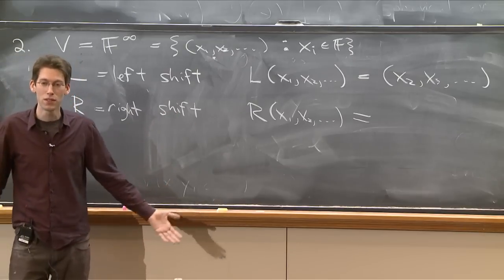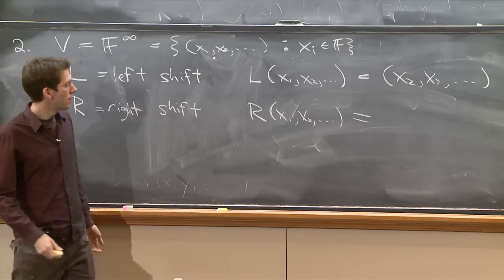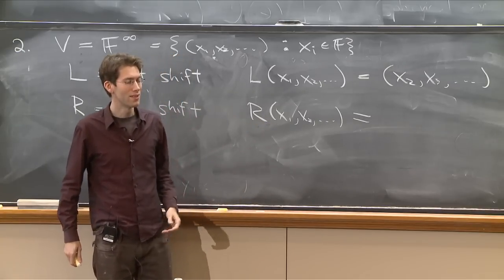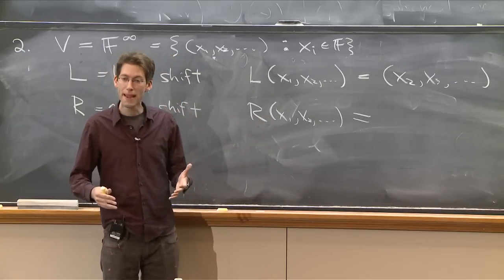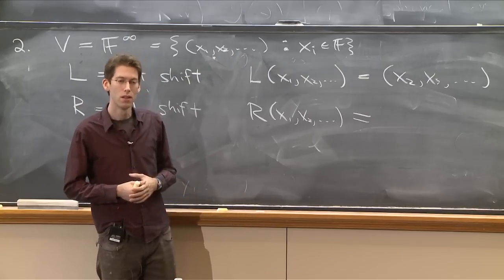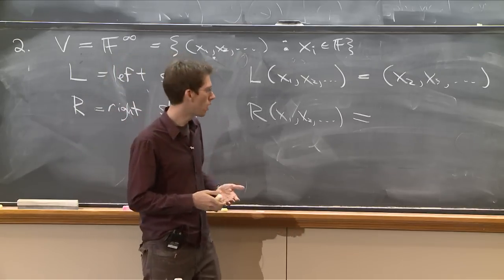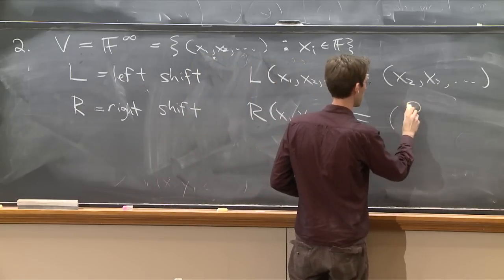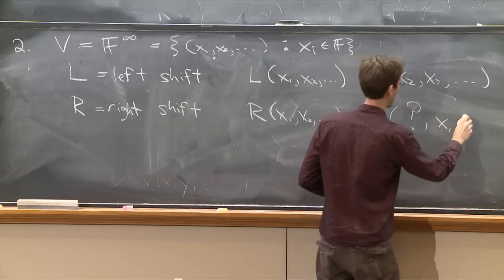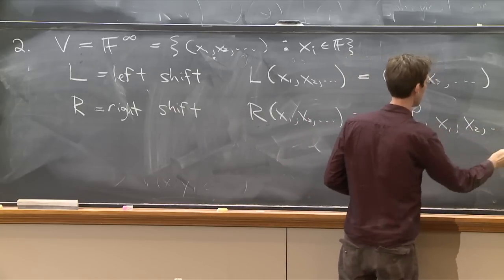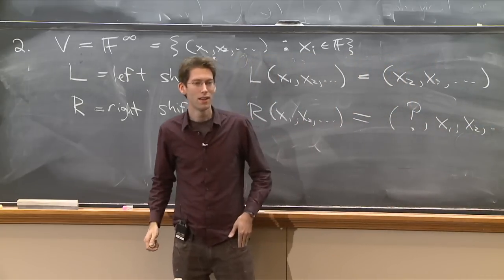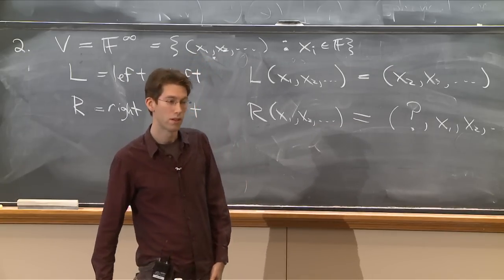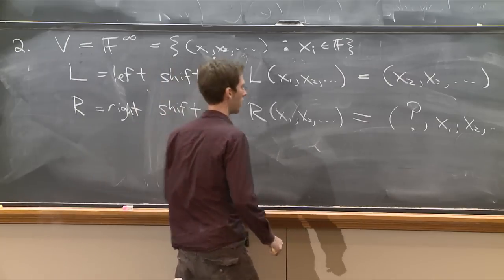OK, the right shift. Here, it's not so obvious what to do. We've kind of made space for another number. And so we have to put something in that first position, right? So this will be question mark, x1, x2, dot, dot, dot. Any guesses what should go in the question mark? 0. Right.